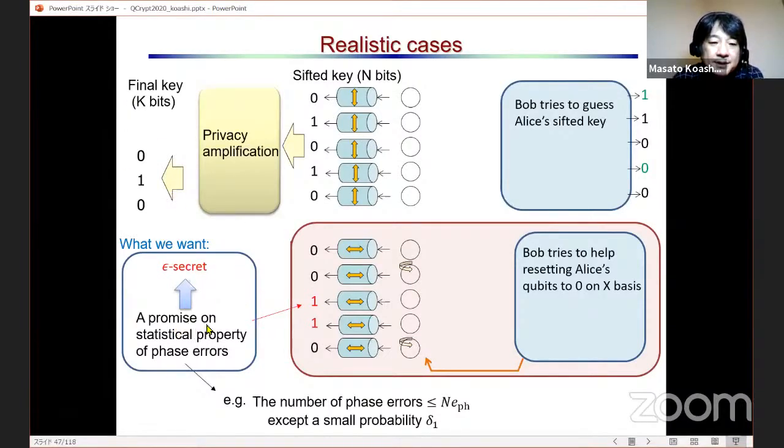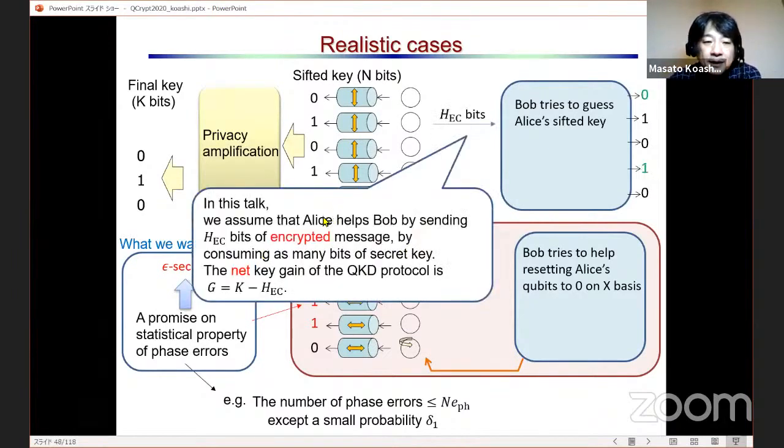So what we want, to prove the security of this final key, is that we have some promise on the statistical property of the phase errors, so the occurrence of ones here. For example, the number of phase errors, the number of ones here, is bounded by some constant, except with a small probability. So if you have that kind of promise, we want to prove that this final key is epsilon secret. This is our goal.